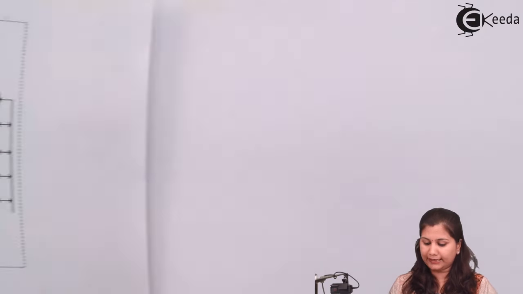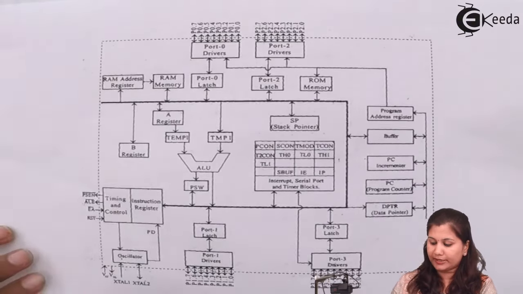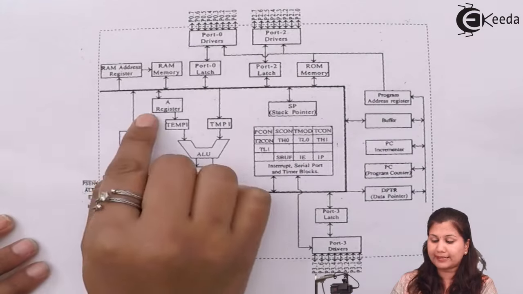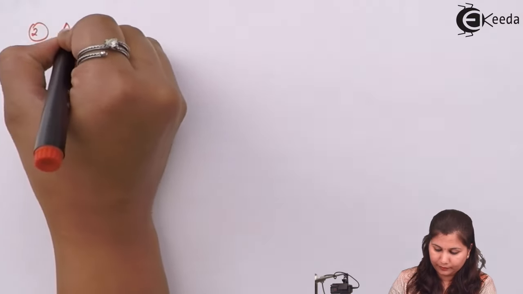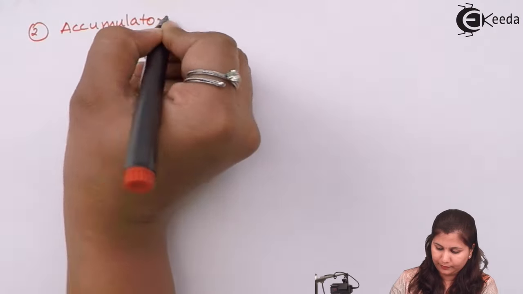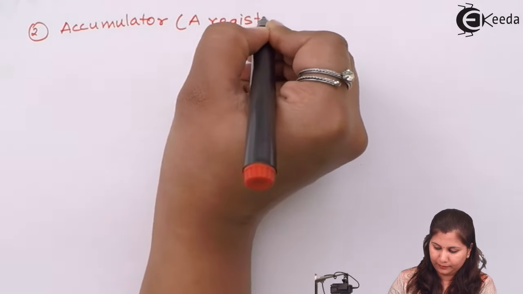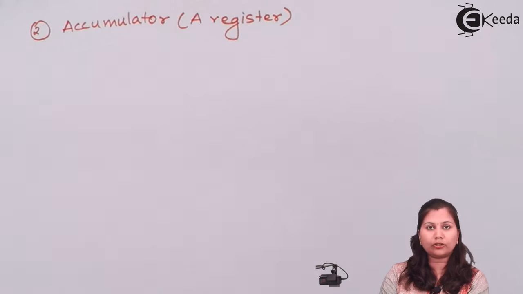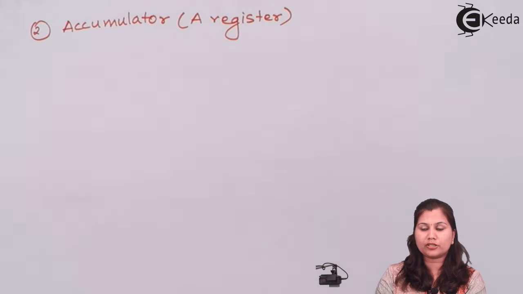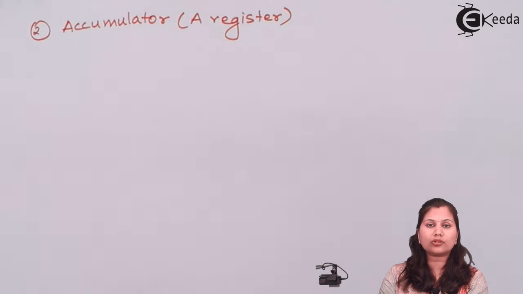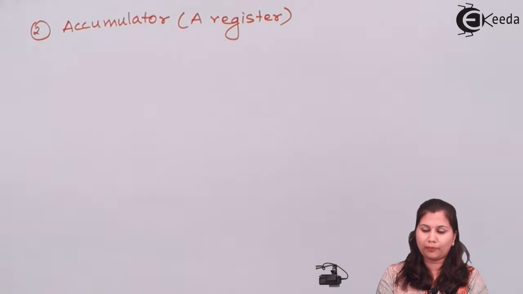The next block we have in the block diagram is the accumulator. The accumulator is an 8-bit register. Here it is denoted in the block diagram as the A register. This accumulator is an 8-bit register, and it is used to hold the data and receive the result of the arithmetic and logical operations.